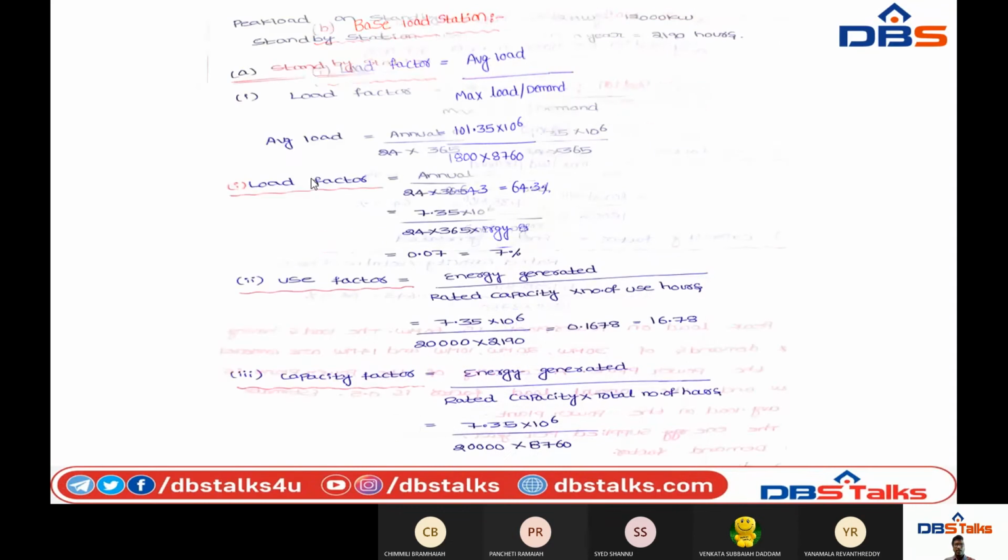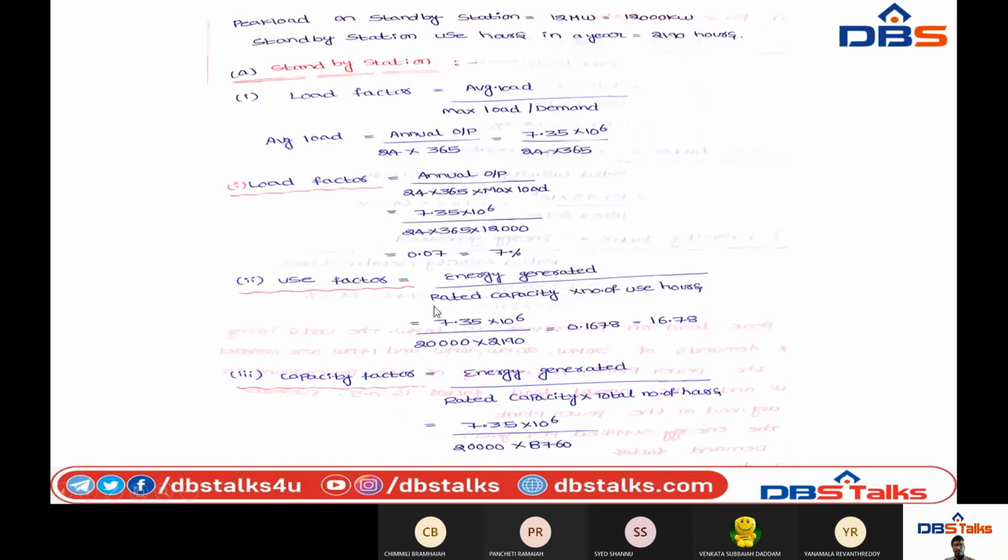In the standby station I'm changing the value for peak load. The standby station peak load will be 12,000. In load factor I'm using the value of 12,000 for calculating the load factor.